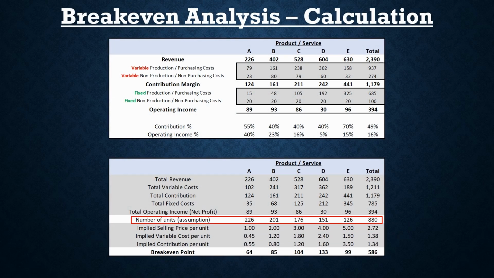By referring to our previous calculation, let's make an assumption on the number of units that applied. Product or service A, 226. Product or service B, 201. Product or service C, 176. Product or service D, 151. Product or service E, 126.